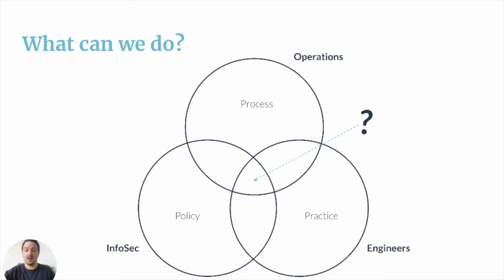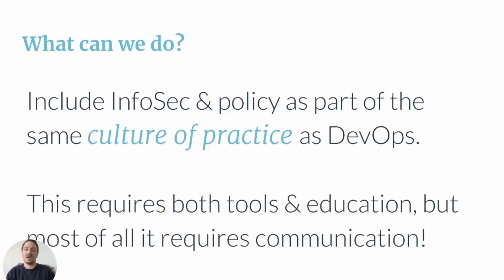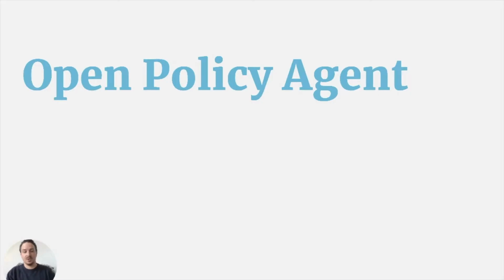Now, what sits in that middle between them? Well, that is really this culture of practice between all three. And like I said, it requires tools, education, but most of all, it requires communication and a way for these groups to talk with each other. So this is where Open Policy Agent comes in. And I'll get Ash to jump in and talk a little bit more about what Open Policy Agent is and give some examples, and then we'll get into how it can help solve this problem.